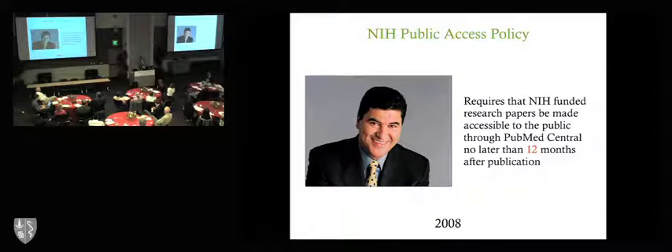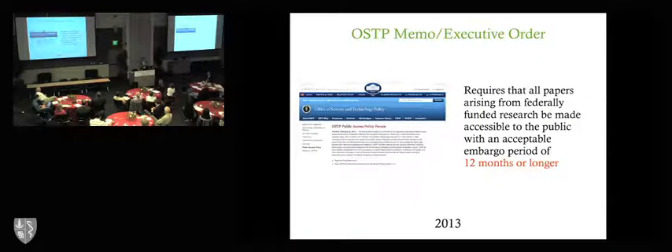In 2008, the NIH, after years of pressure from Congress and other people, finally implemented a mandatory public access policy for its grantees. And this policy, which I think most of you are probably familiar with, requires that if you get an NIH grant, the research papers that arise from that grant have to be made accessible to the public through PubMed Central no later than 12 months after publication. Okay, so we've gone 0, 6, 12 months, right? That's 2008. And then along comes the policy in 2013 from the White House, right?